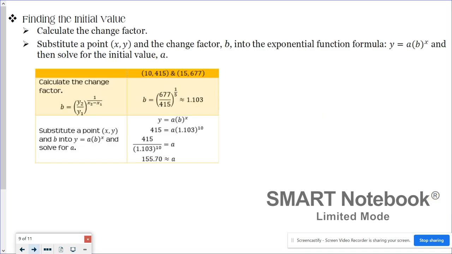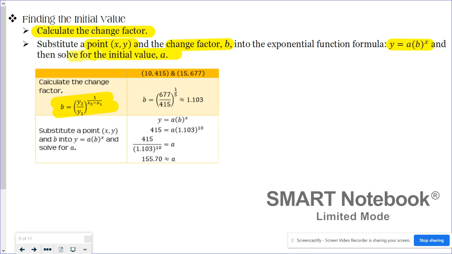We can find the initial value by first calculating the change factor. So that means we use our change factor formula, b equals y2 divided by y1 raised to the power of 1 over x2 minus x1. Once we've got our change factor, we're going to substitute a point, so that's going to be x and y, and the change factor b. Substitute these three things into the exponential function formula, y equals a times b to the x power. And then we simply solve for the initial value.